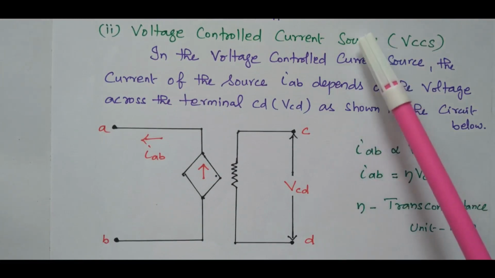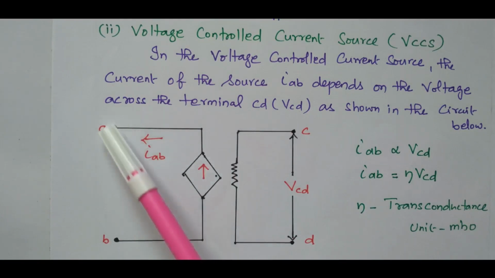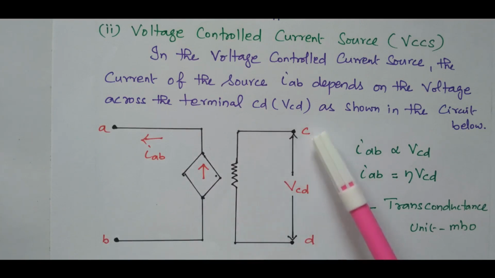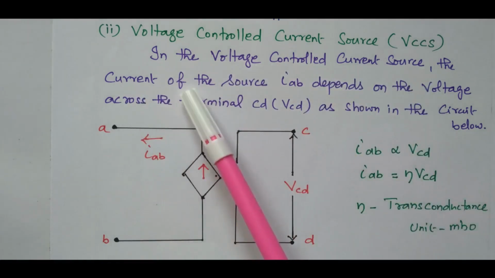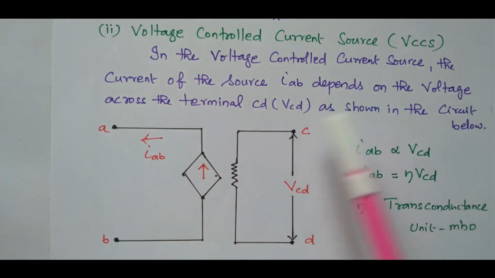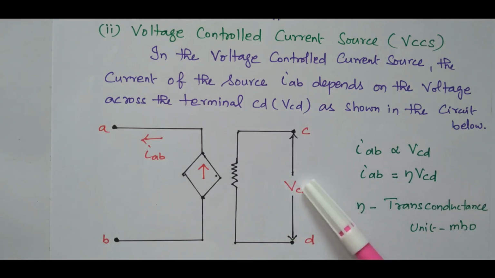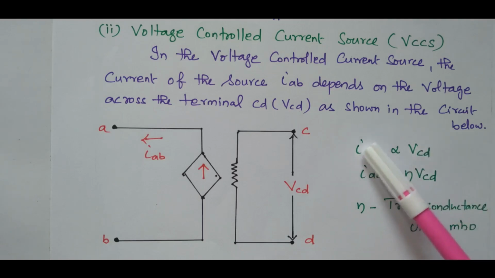So this is a current source that is controlled by voltage. See, this is a current source. Across terminal AB, the current flow is IAB. In another part, we have one resistor, CD. The voltage is VCD. In a voltage controlled current source, the current of the source IAB depends upon the voltage across terminal CD, that is VCD. Right? So that is called a voltage controlled current source. So the current IAB is proportional to VCD. The VCD will change the flow of current.